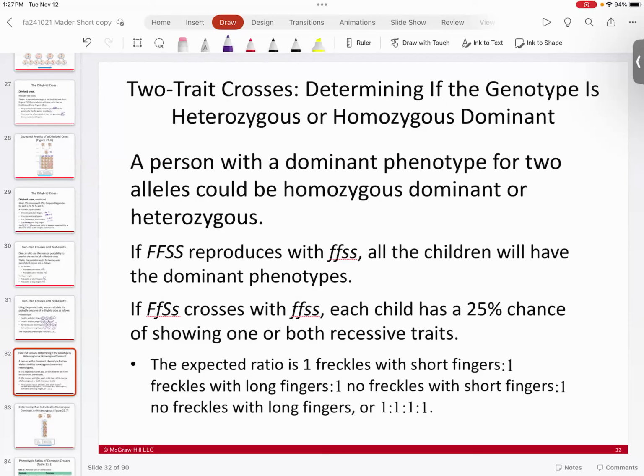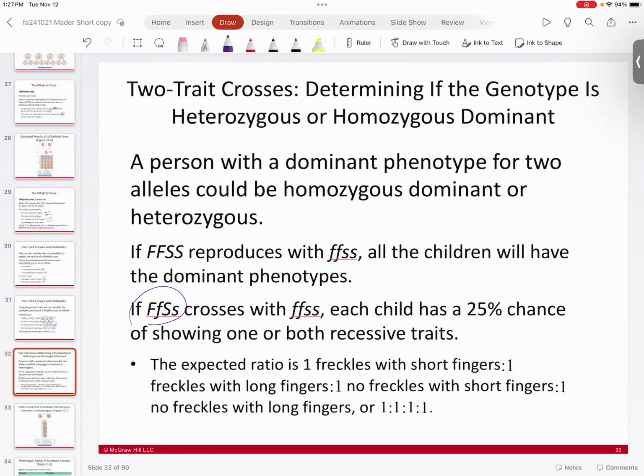So a person who has a dominant phenotype, we talked a little bit about this before, can be either homozygous dominant or heterozygous. For instance, if we have somebody who's homozygous dominant for both the F gene and the S gene, and they reproduce with somebody who's homozygous recessive for both the F gene and the S gene, they'll have heterozygote children who all basically will have the dominant phenotypes.